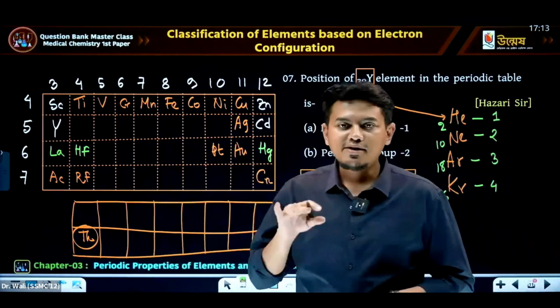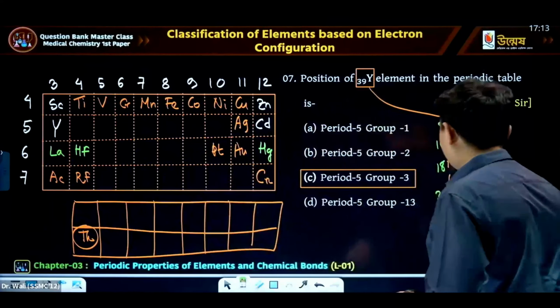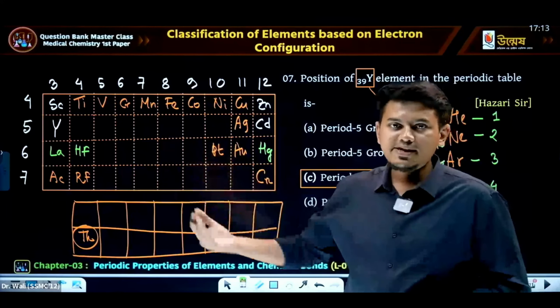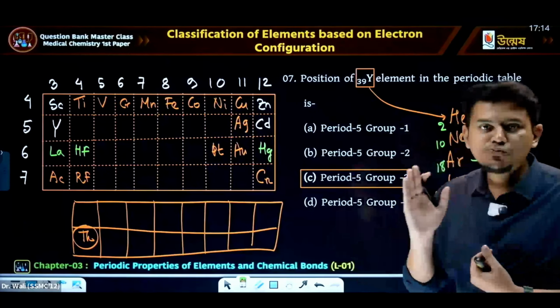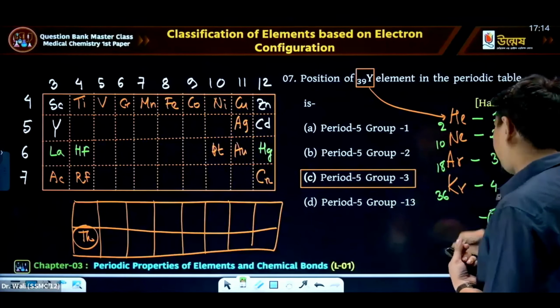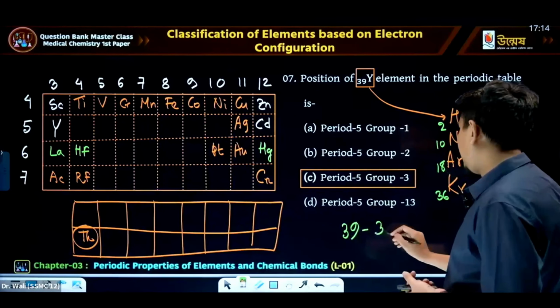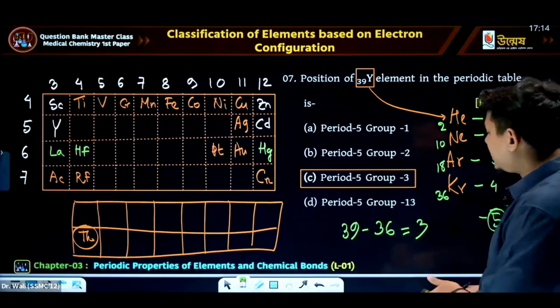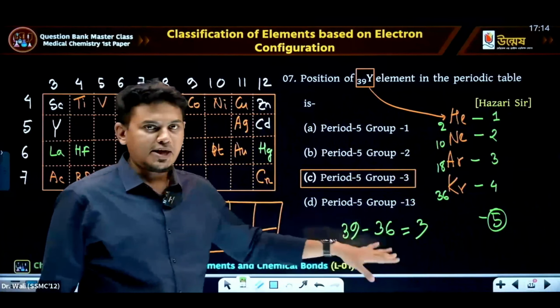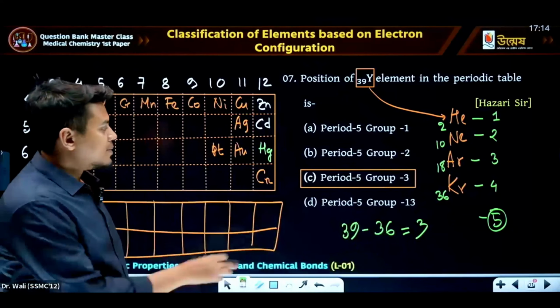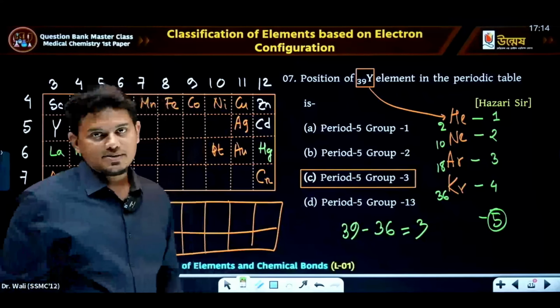So anything above 36 will be in period 5 or more. Since 39 is just 3 elements later than 36, we can easily say that it will be group 3 and its position will be period 5. So in this way, I can determine the group number by comparing with its nearest inert gas. It can be the earlier one or the later one, but I think you can easily understand the approach here. Using this approach, you can always determine the answer easily.